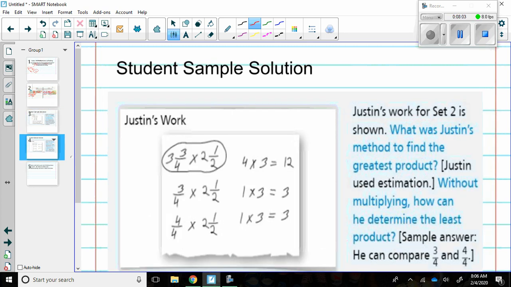And then Justin's work, Justin estimated. So as you can kind of tell, he estimated. And then when it came to underlining the smallest one, he once again just looked at this first factor. And 3/4 is smaller than 4/4, so therefore that would be the least one.